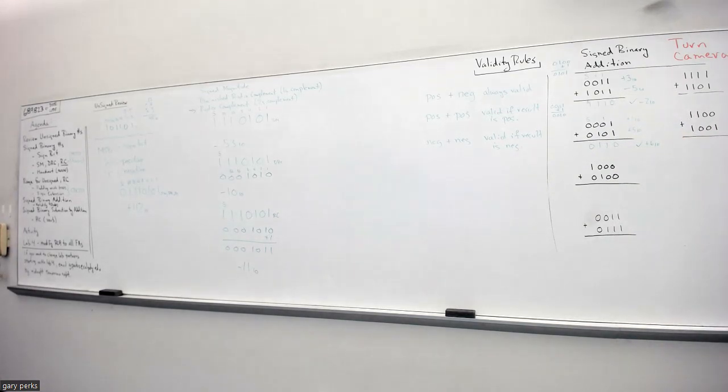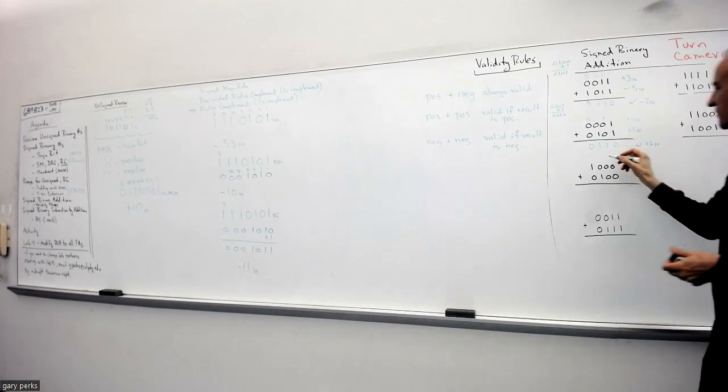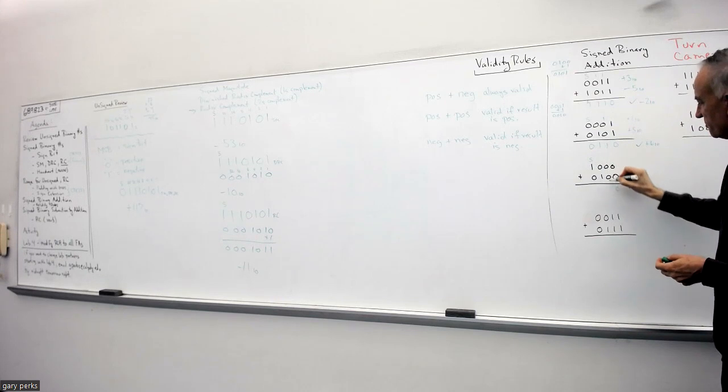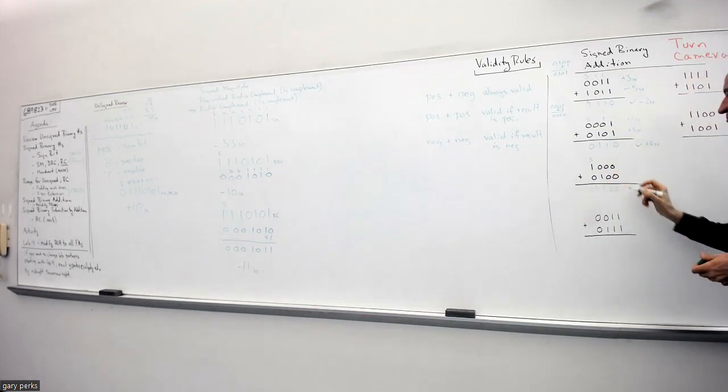Okay. All right, ready for the next one? This is the sign bit. 0 plus 0 is 0. 0 plus 0 is 0. 0 plus 1 is 1. 1 plus 0 is 1.